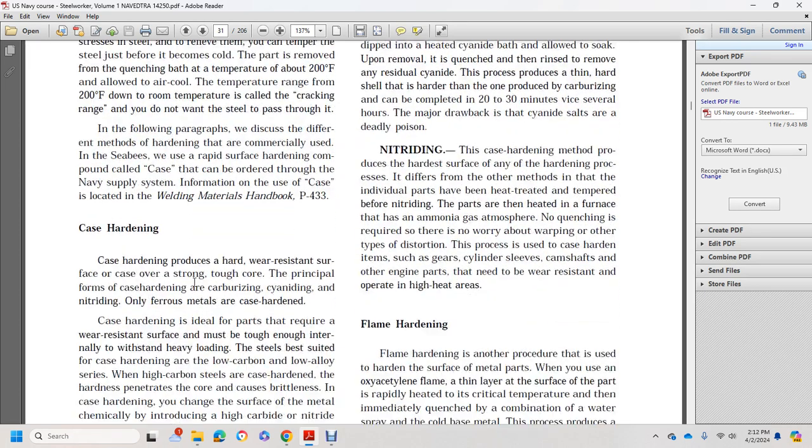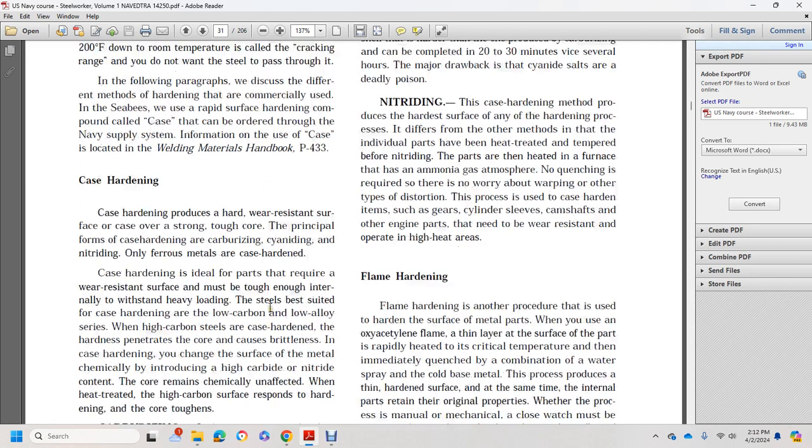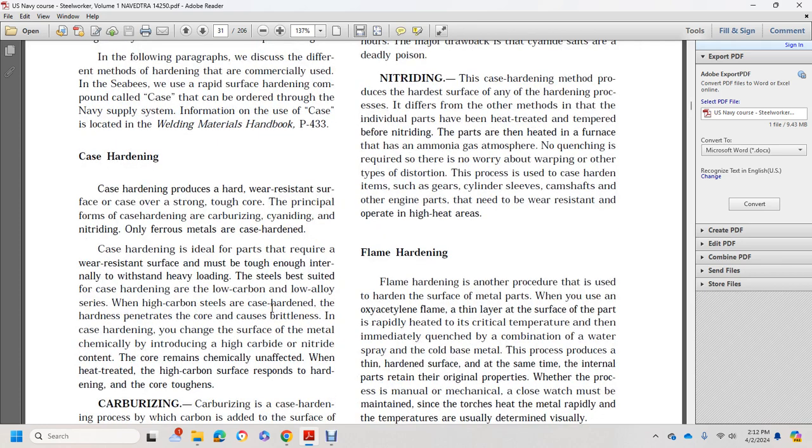Case hardening. Case hardening produces a hard, wear resistant surface over a strong, tough core. The principal forms of case hardening are carbonizing, cyaniding and nitriding. Only ferrous metals are case hardened. Parts that require a wear resistant surface must be tough enough internally to withstand heavy loading. Steels best suited for case hardening are the low carbon and low alloy series. High carbon steels are not case hardened.